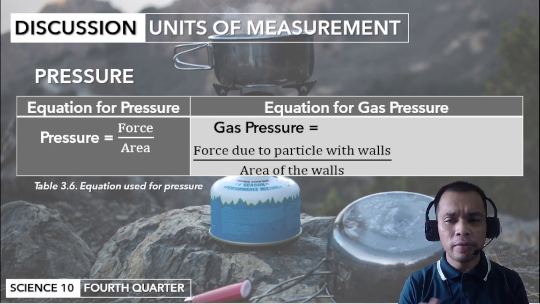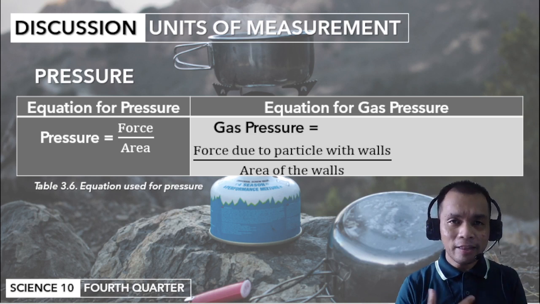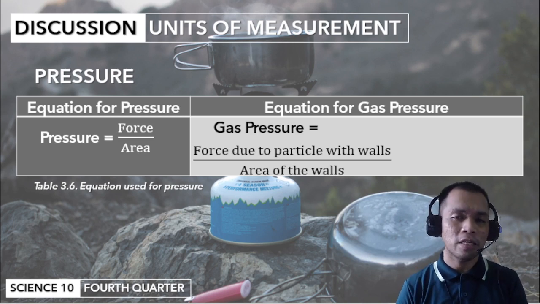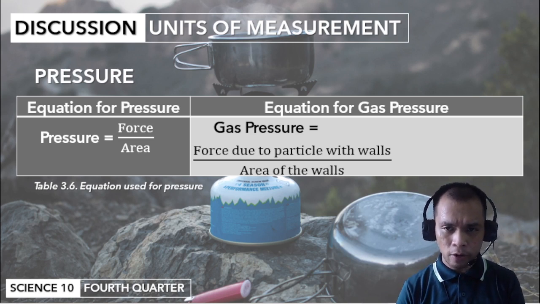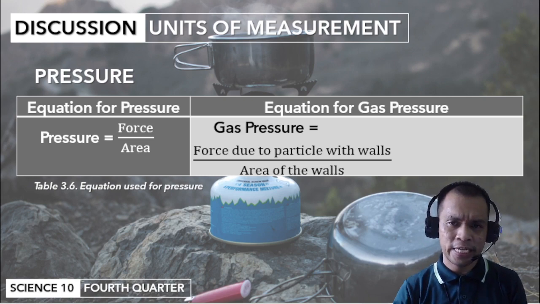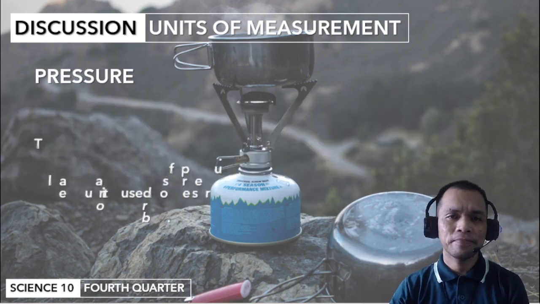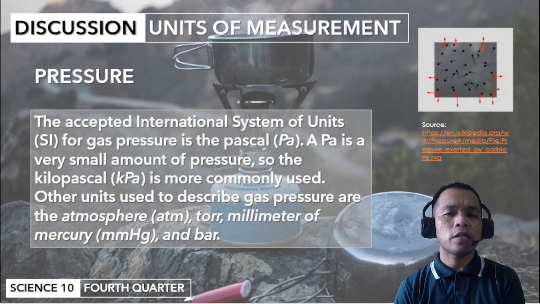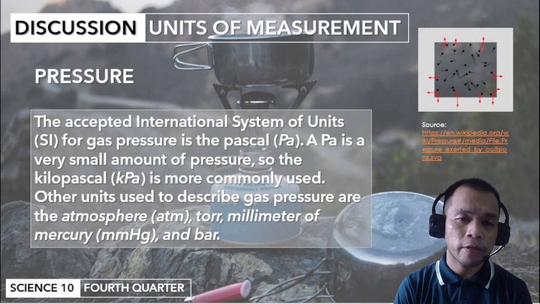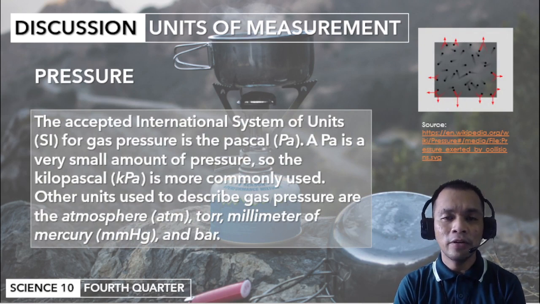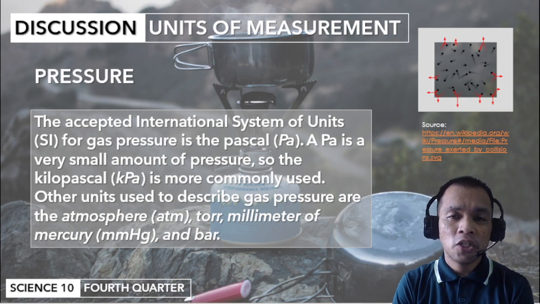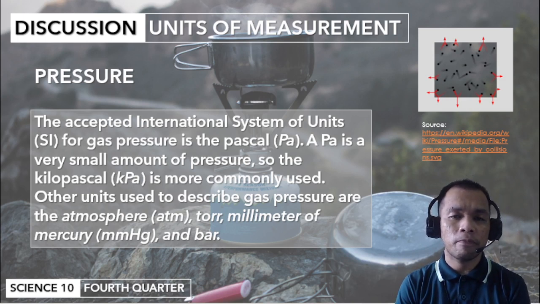Now, what wall are we exactly talking about here? It may refer to any container, say, for example, a balloon, the walls of a beaker, or any container wherein we trap air or a gas inside it. Okay. Now, the accepted international system of units for gas pressure is the Pascal. I have already mentioned that one earlier. A Pascal is a very small amount of pressure, so the kilopascal is more commonly used.